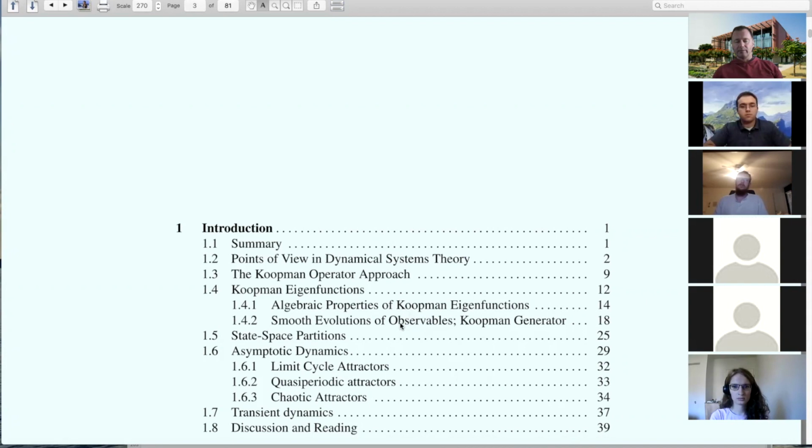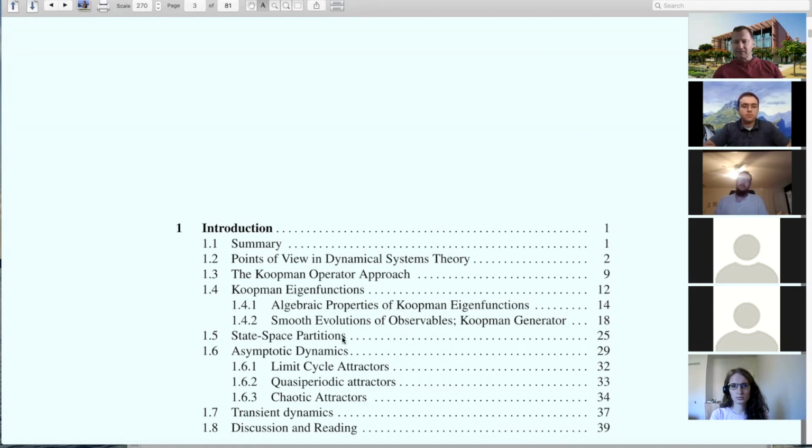Then we're going to talk about something that's called the Koopman generator, or the generator of the dynamics. And that is specifically for smooth evolutions. You will see that this framework is capable of handling non-smooth dynamical processes as well. But we will concentrate here on dynamical systems coming from smooth maps and flows, for the purpose of simplicity a little bit at the beginning.